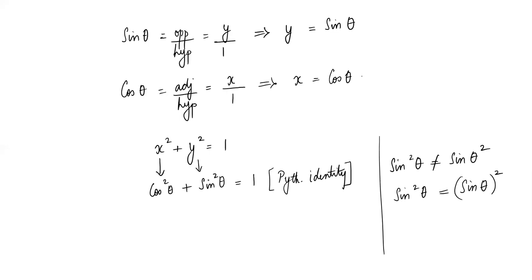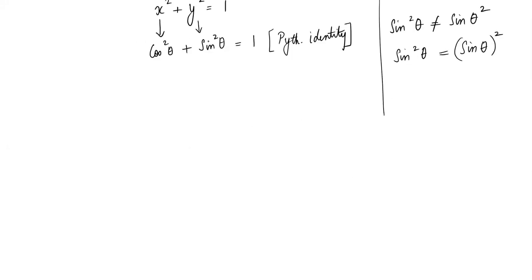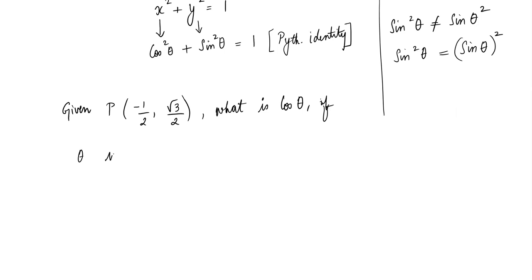And so just to reiterate this idea, let me say, given P is, let's say, negative half comma root 3 over 2. If that point is given to you like this, what is cosine theta if theta is the central angle?